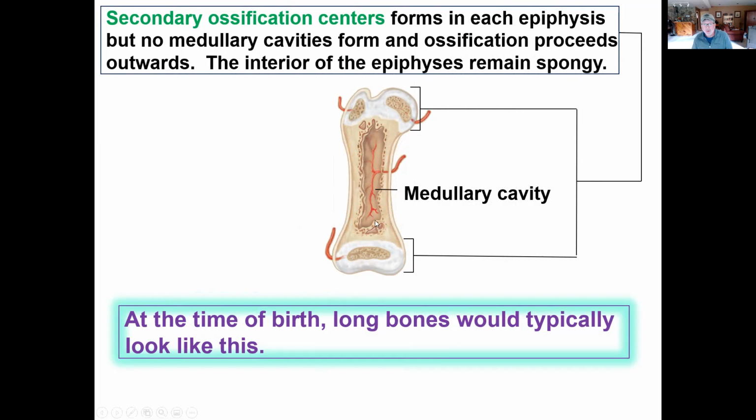When the baby is born, this is what his or her femur and many of the long bones probably looks like. Meaning we have some ossification that's already occurred, but we also have quite a bit of cartilage still present, hyaline cartilage shown here again in white.